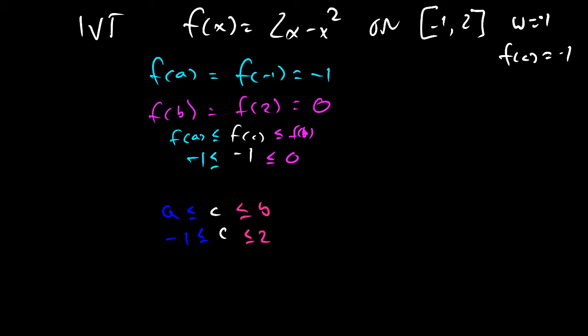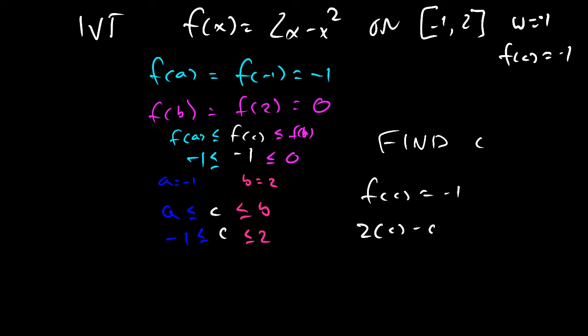So if a is equal to -1, we'll just move it over, b is equal to 2. So now we have to find our c. So let's find c. If we know f of c is equal to -1, then 2 times c minus c squared is equal to -1. So if I multiply everything by -1, I have c squared minus 2c is equal to 1. So then c squared minus 2c minus 1 equals 0.